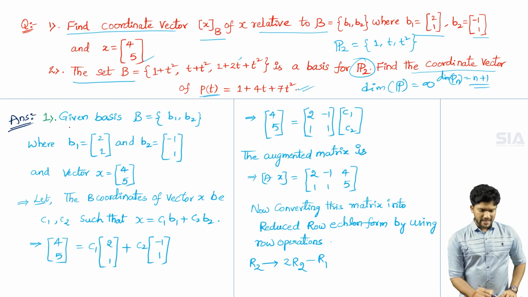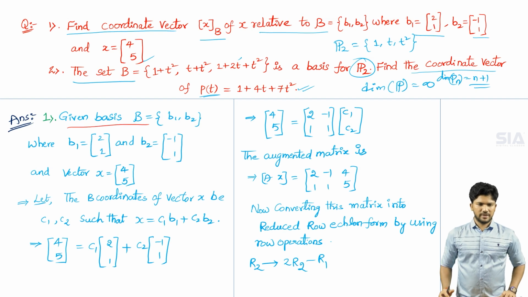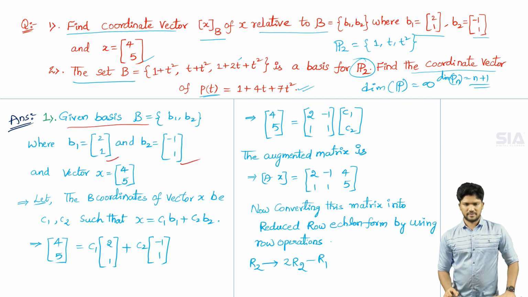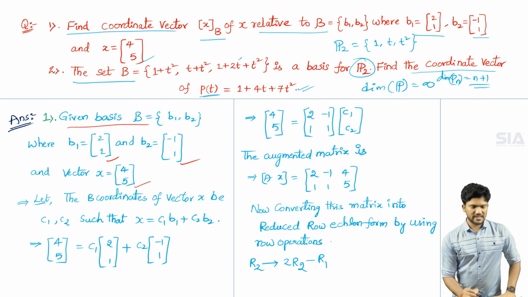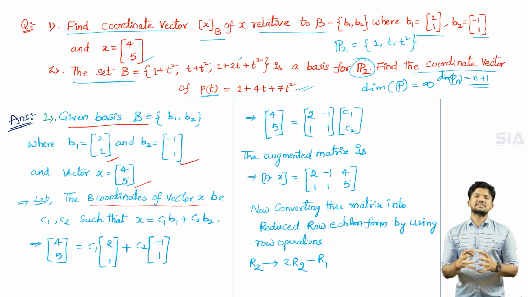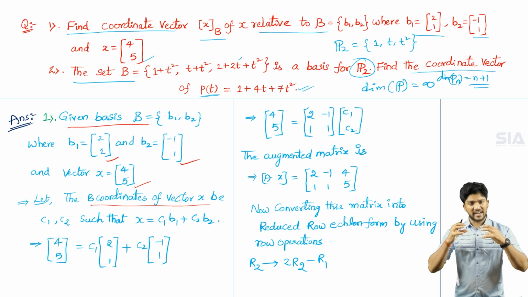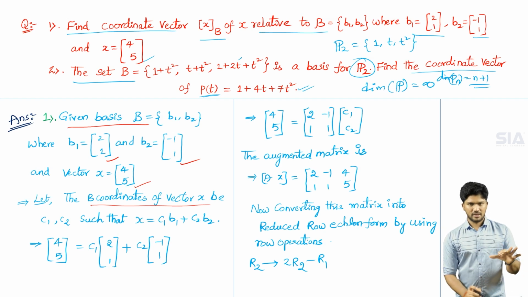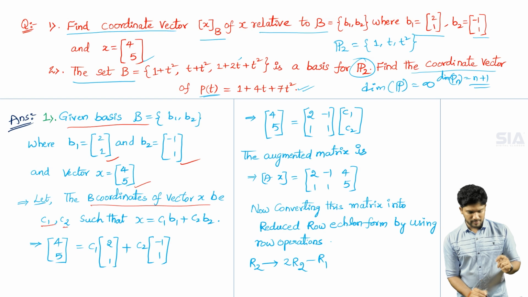So therefore, given basis capital B is equal to B1, B2 where B1 is equal to (2, 1) and B2 is equal to (-1, 1). And also we have small x is equal to (4, 5). Let the B coordinate vector of small x be what we are going to find out. We are going to find the coordinates of small x with respect to the basis capital B. Let those be C1, C2.